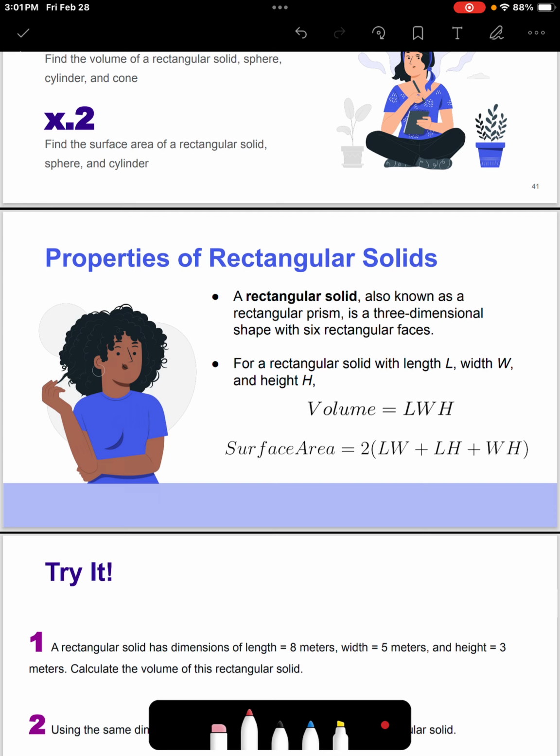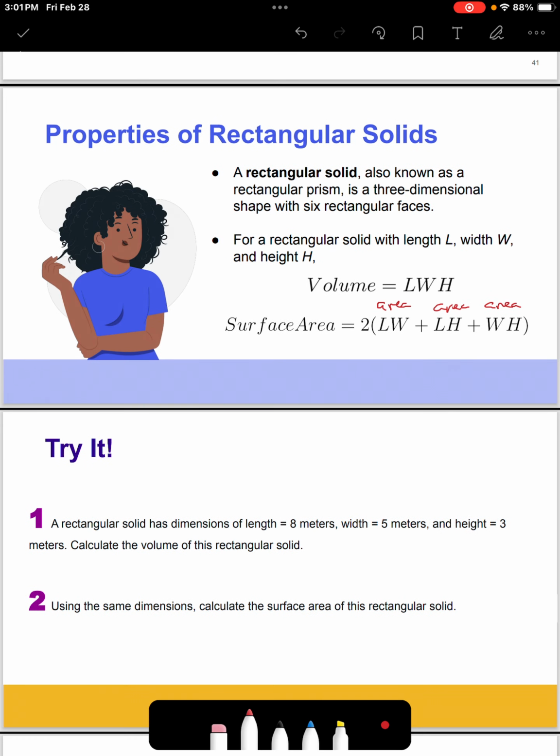Now, properties of regular rectangular solids. So volume is length times width times height, and surface area is 2 times the area of this side, area, and area. A rectangular solid has a length of 8, a width of 5, and a height of 3. What's the volume? So volume equals 8 times 5 times 3, which will be 120 meters cubed.